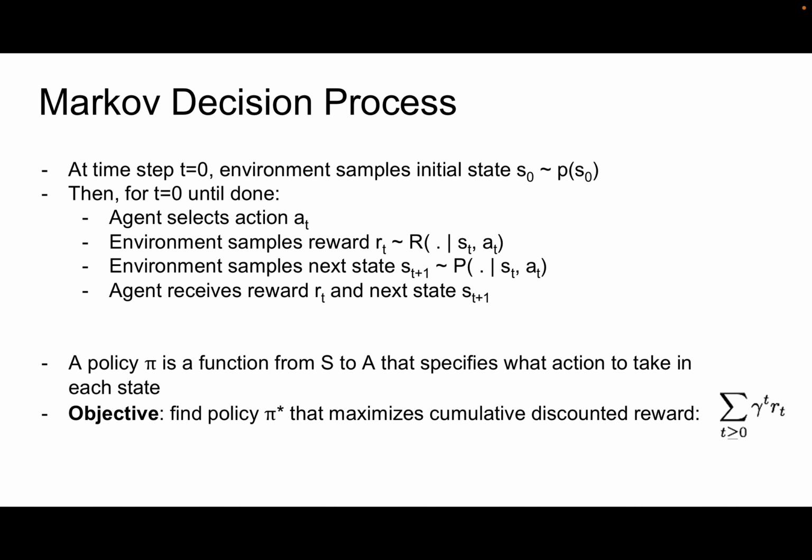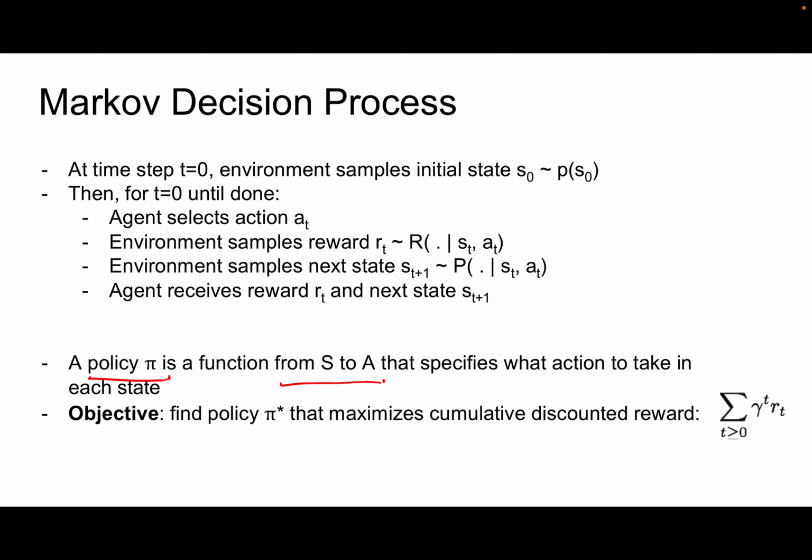And the policy pi is a function. That is the reason why we call the network a policy network. In most RL algorithms, the goal is training a policy network, a function from S to A, which takes a state and outputs an action. That is called the policy network. It specifies what action to take in each state.